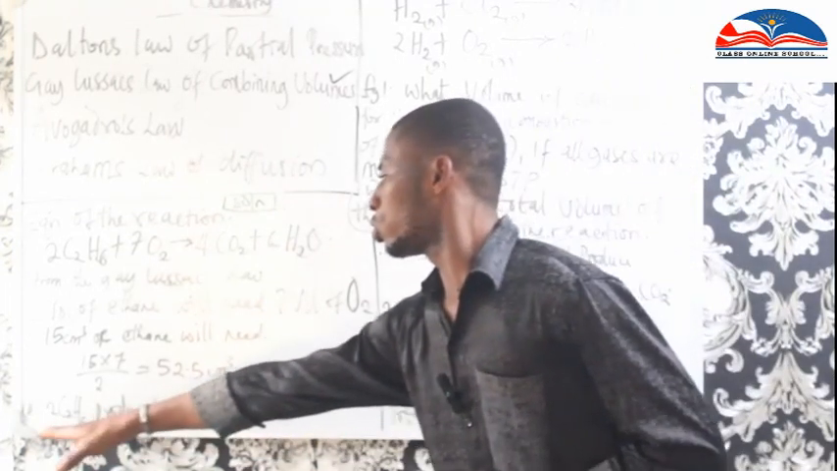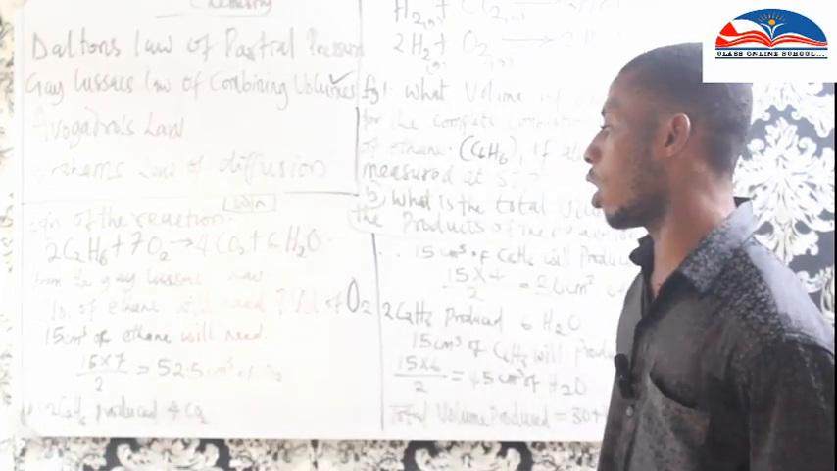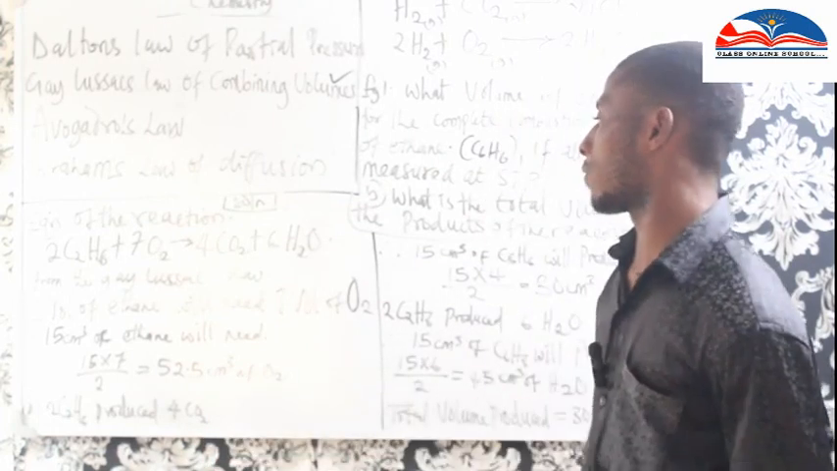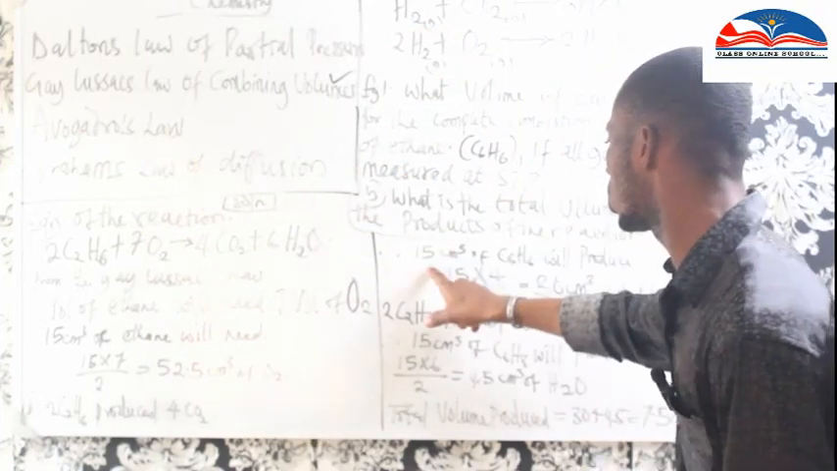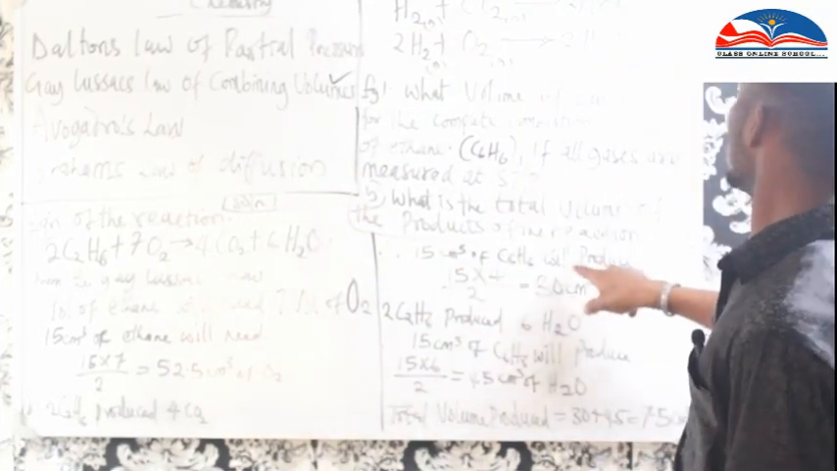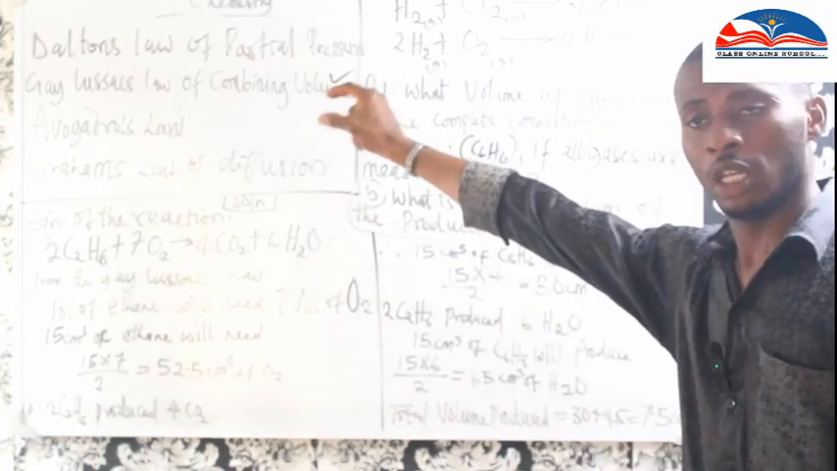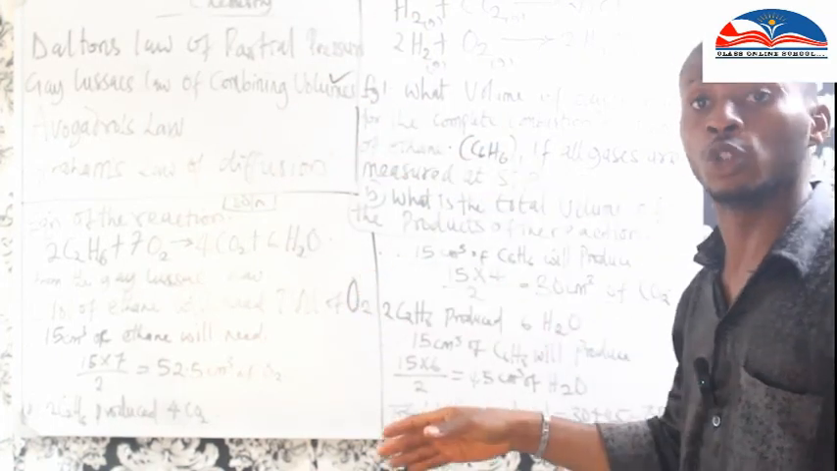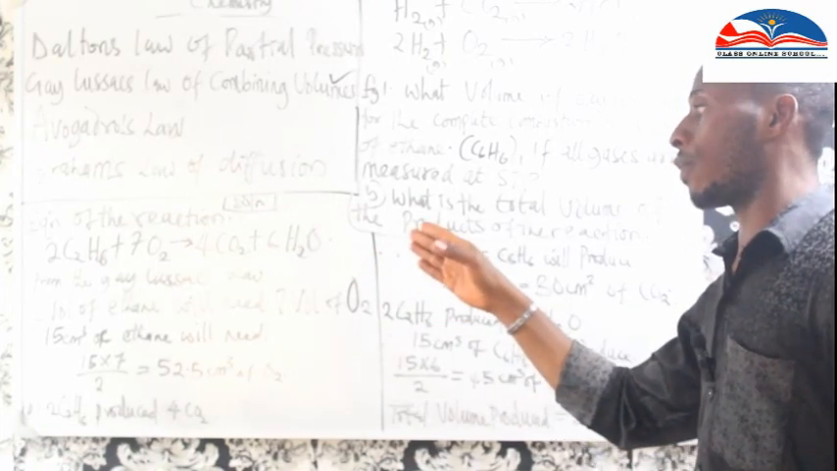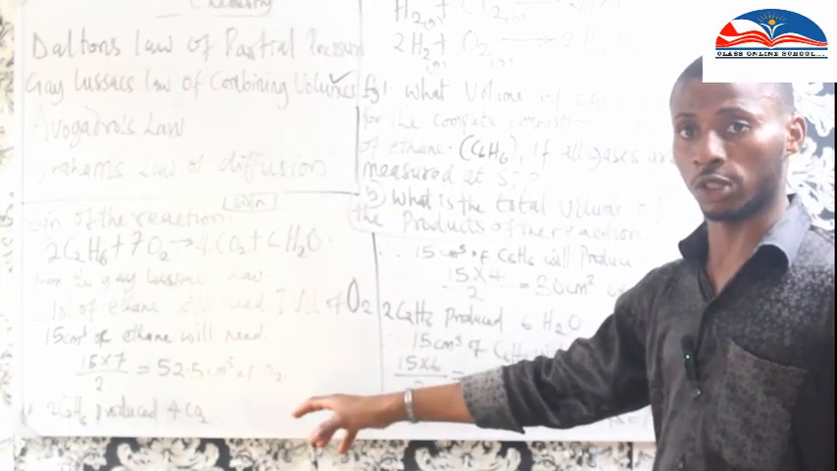All right. Now, since 2 moles of ethane produce 4 moles of carbon dioxide, that means 15 moles or 15 cm³ of ethane will produce what? It will produce 15 times 4 divided by 2, just like we did with the oxygen. That means 15 moles of ethane will combust with 7 moles of oxygen to produce 52.5 moles of oxygen.